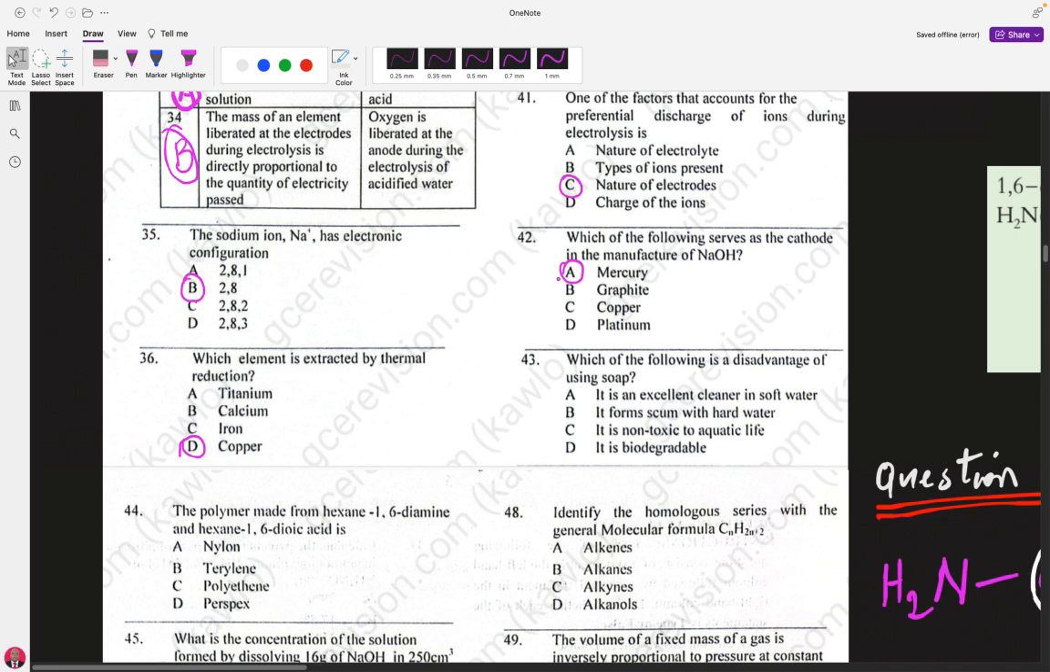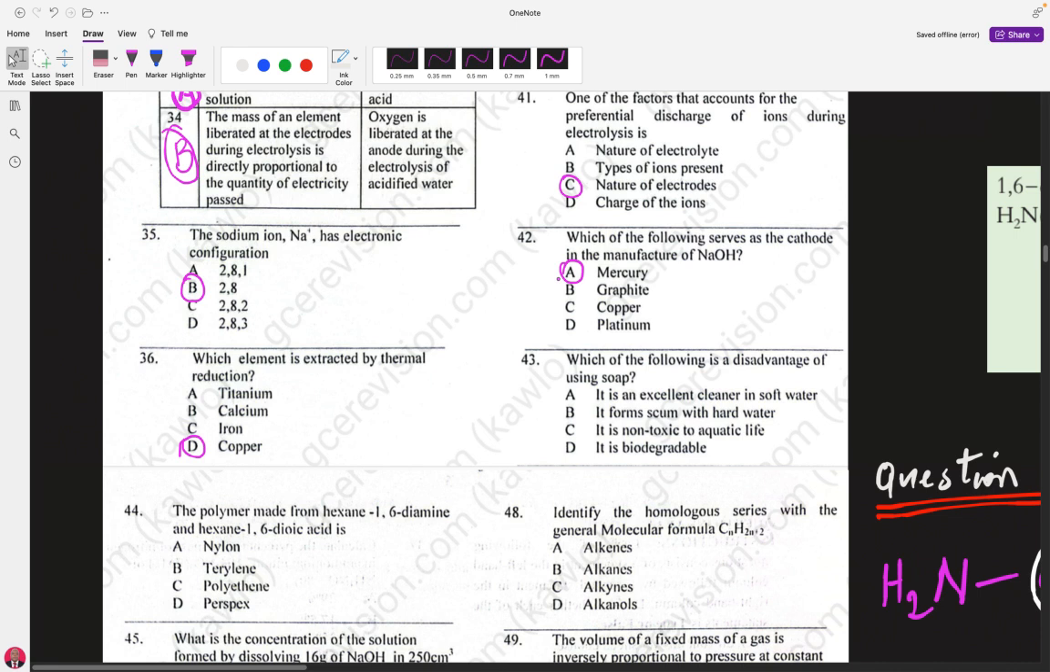Number 43. Which of the following is a disadvantage of using soap? Well, you have been using soap in the manufacture of soap. You know the advantages and disadvantages. If you have studied the organic chemistry part of it, you should know that scum is the issue. That's why most people will prefer using liquid soap in the bathroom than using the hard soap. Because of what? Soap produces a lot of scum that helps to dirty the bath and even the container.